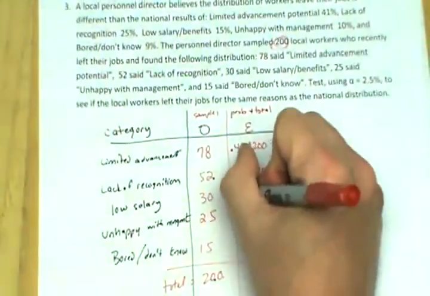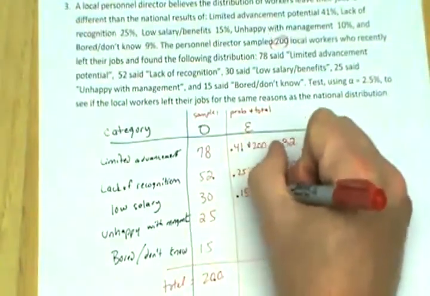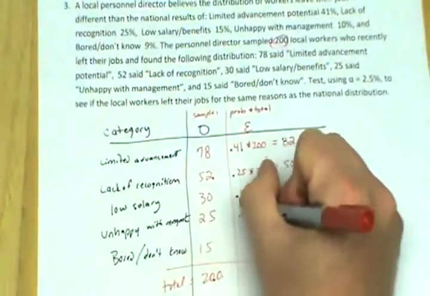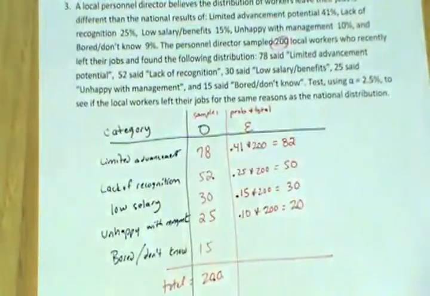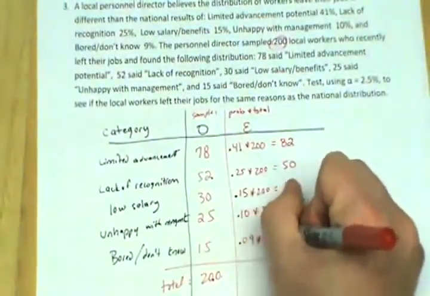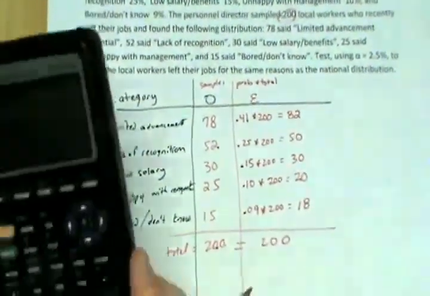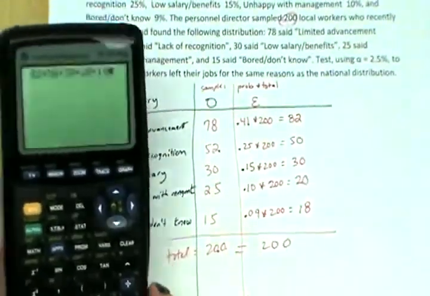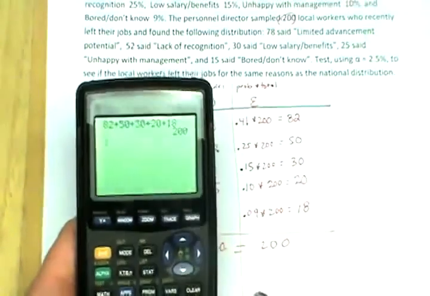15% said low salary. 15% is 0.15. We're going to multiply that by 200. That's going to give us 30. 10% said unhappy with management. So that's going to give us back 20. And then finally we had 9%, that's 0.09, and that should give us back 18. And that total, if we take 82 plus 50 plus 30 plus 20 plus 18, we get 200, and the totals have to match.